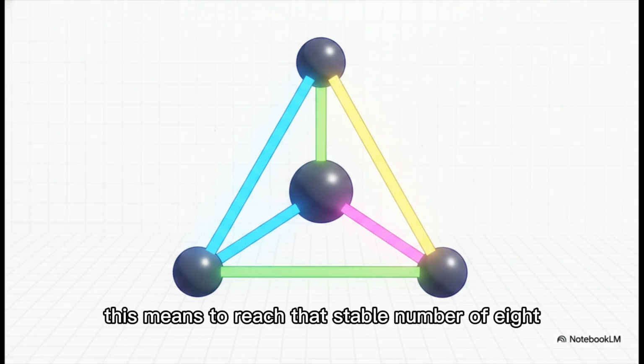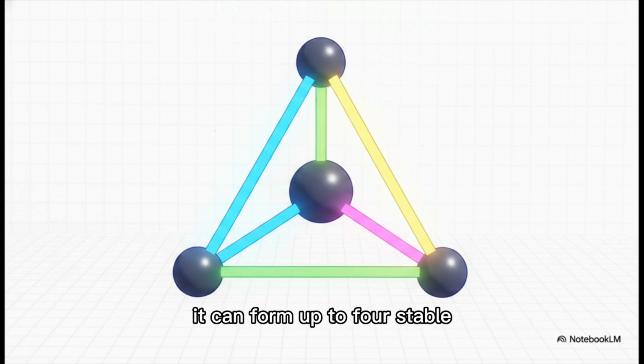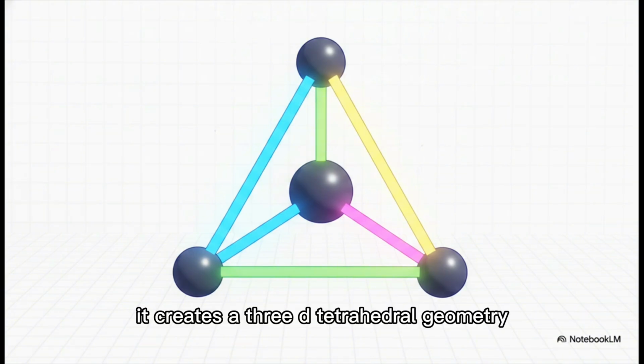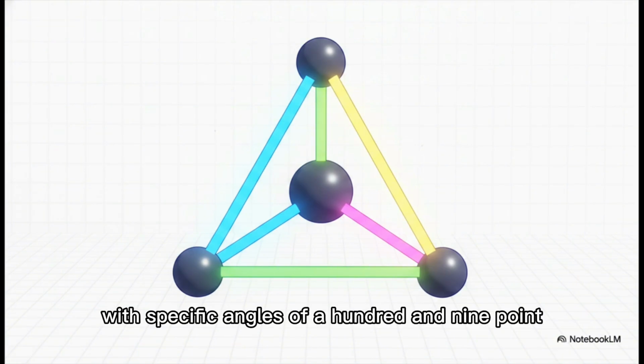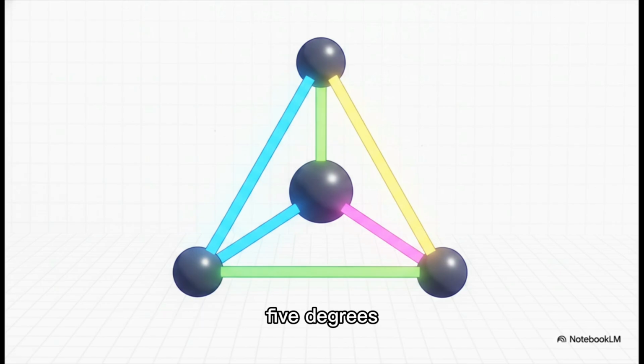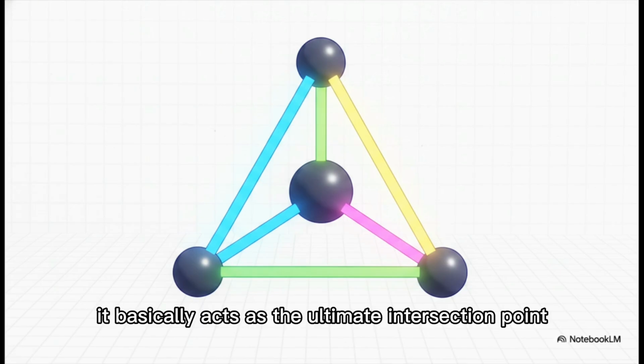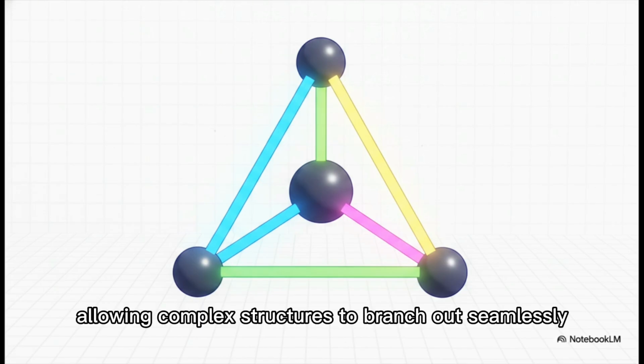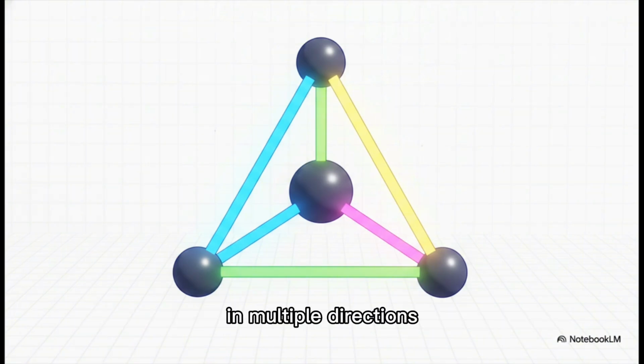This means to reach that stable number of 8 we talked about, it can form up to 4 stable covalent bonds with other atoms. When it forms 4 single bonds, it creates a 3D tetrahedral geometry with specific angles of 109.5 degrees. It basically acts as the ultimate intersection point, allowing complex structures to branch out seamlessly in multiple directions.